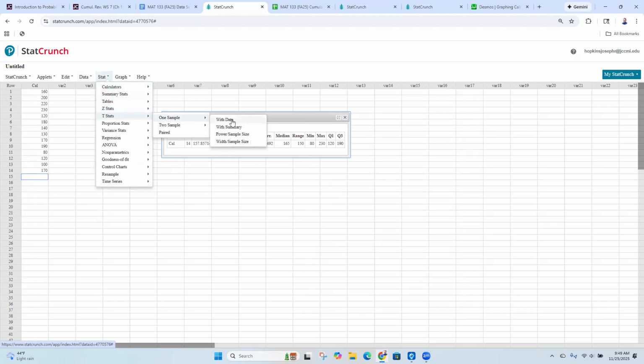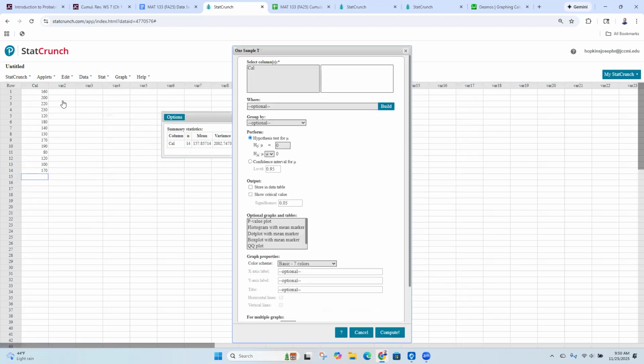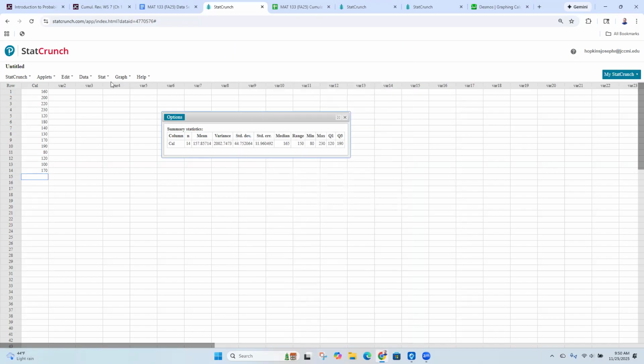Or you could also do Stat, T Stats, One Sample with data, because we actually have the data right here. And so you just tell it which column is your data, and then you don't have to enter any of that. You just tell it, okay, I need to do a hypothesis test. Tell it what your null hypothesis is. Tell it whether you want a one-tail or two-tail test, and you hit compute. Okay. And when you do that, it'll actually calculate the standard deviation and the mean for you.